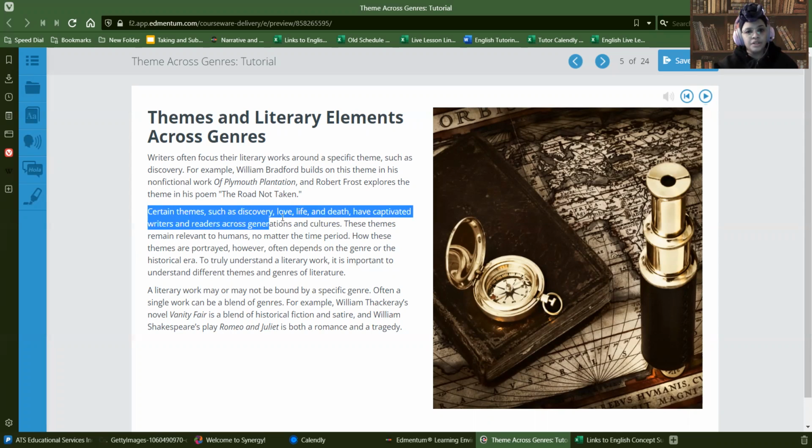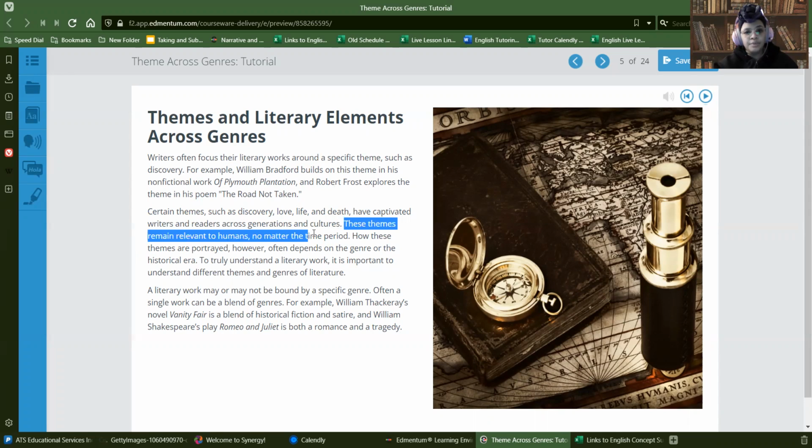Certain themes such as discovery, love, life, and death have captivated writers and readers across generations and cultures. And these themes remain relevant to humans no matter what time period. And that's a good sign that you have a theme on your hands instead of a subject. Not everyone can relate to, for example, Harry Potter. A young boy finds out that he can do magic and that he's a wizard. Not everyone finds that interesting. Not everyone can relate to that.